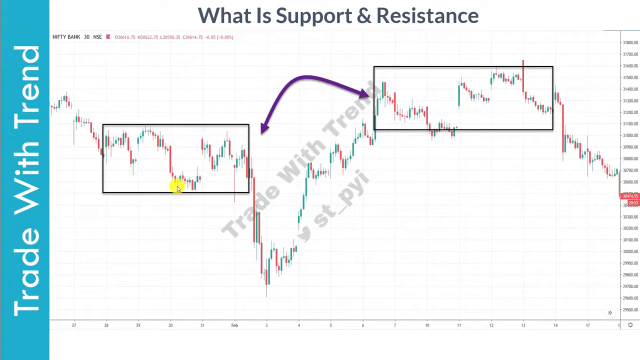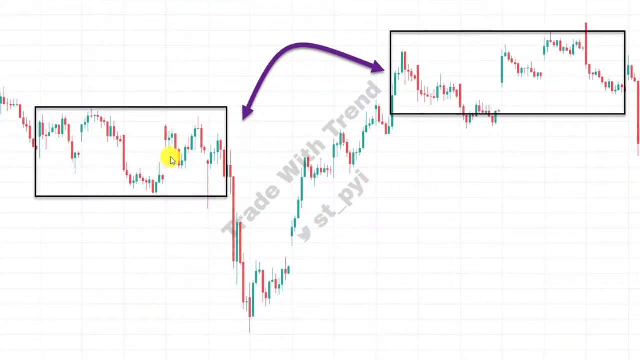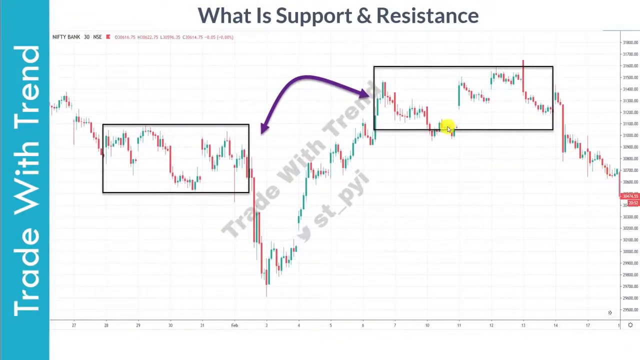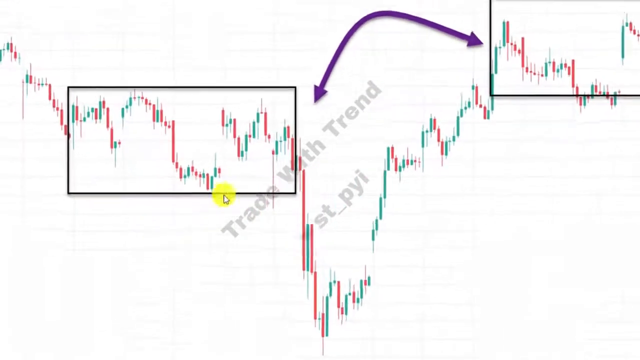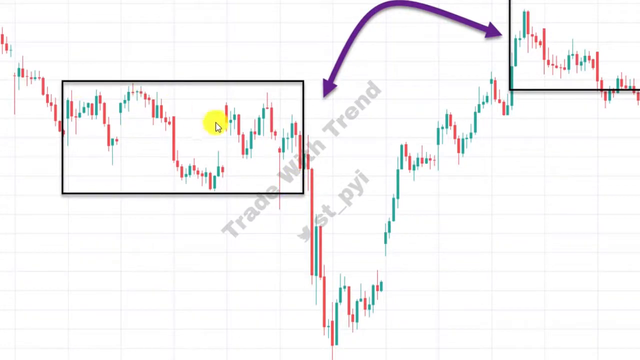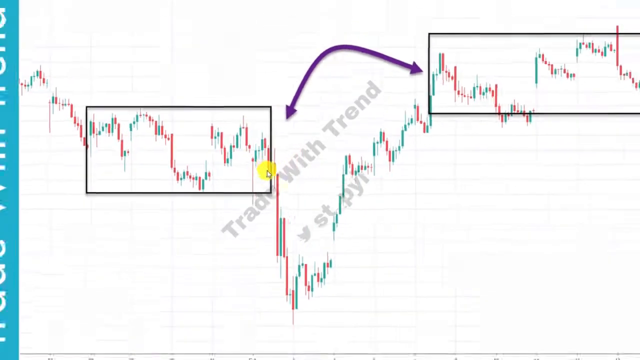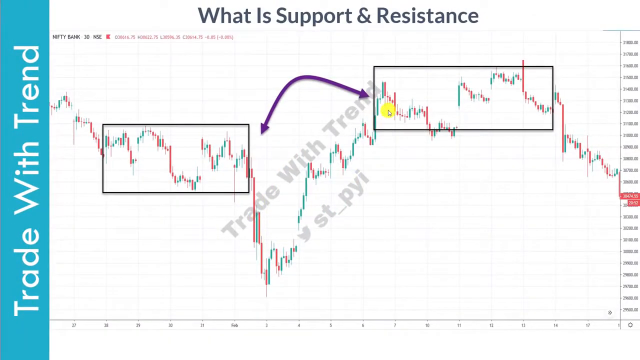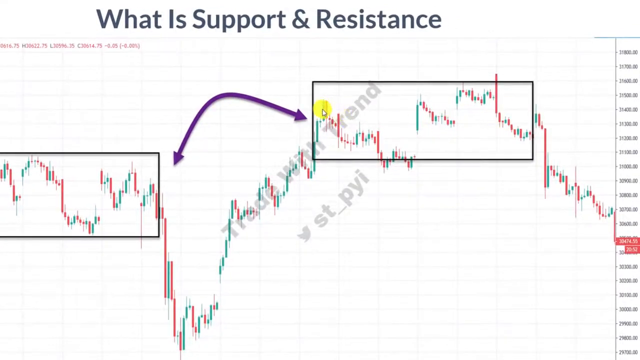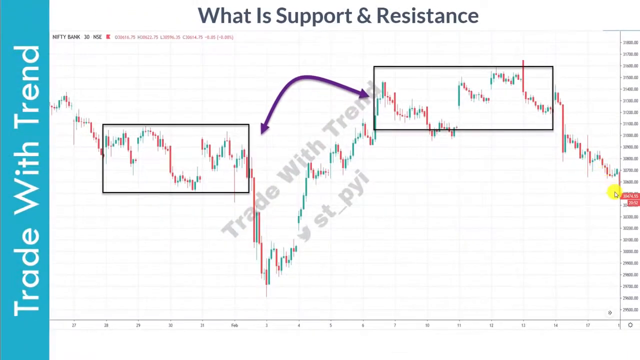Now, similar to support regions, there are also these resistance regions where price finds it difficult to move higher, and once price encounters such a region, it then starts moving lower. Now, if you take a look at this particular zone here, price has probed this region about 3 to 4 times and then it moved lower. If you also take a look at this particular region, again here price has probed this region 3 times and after that it started moving lower.